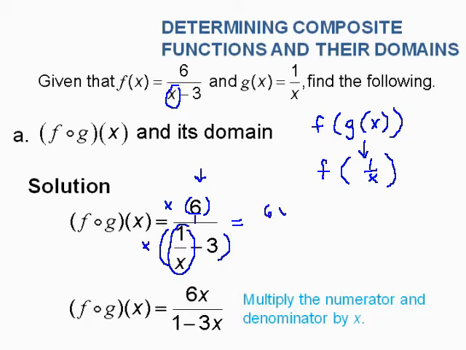So 6 times x will be 6x over x times 1 over x. The x's chop out, leaving us with 1 minus 3x in the bottom. I wanted to show you where this came from in the bottom. It also says to multiply the numerator and denominator by x, but they really should have said by the LCD of both top and bottom, which is a fancy way to write numerator and denominator.